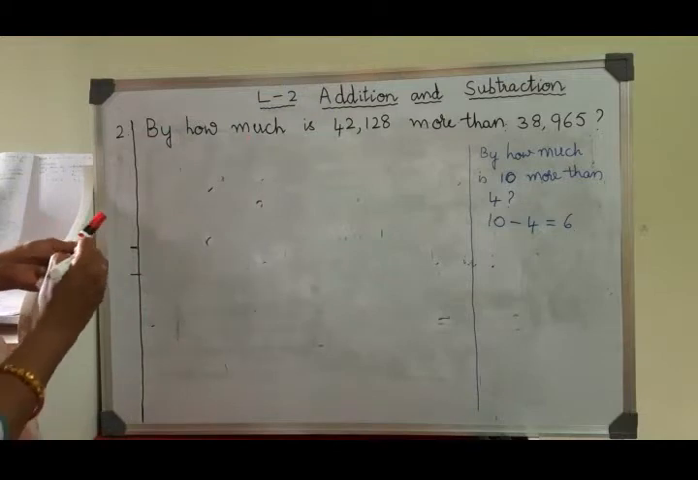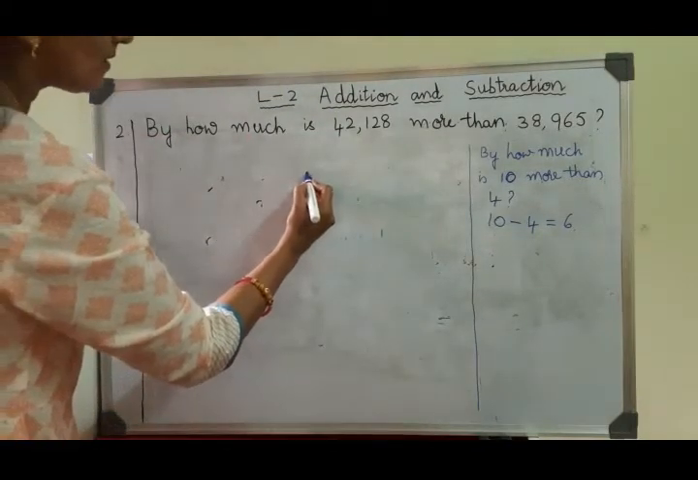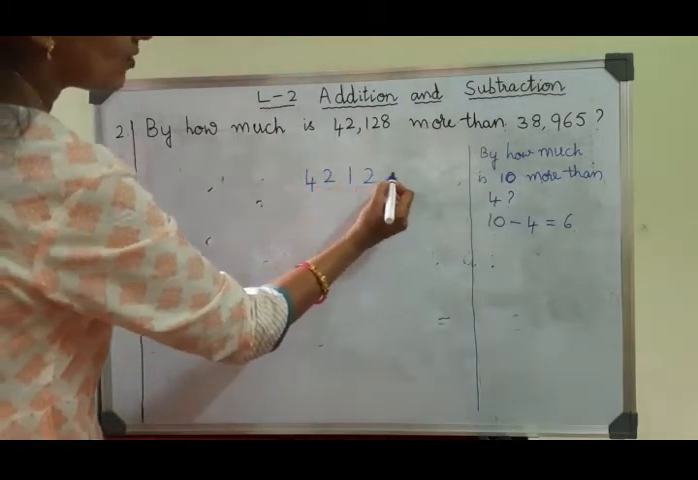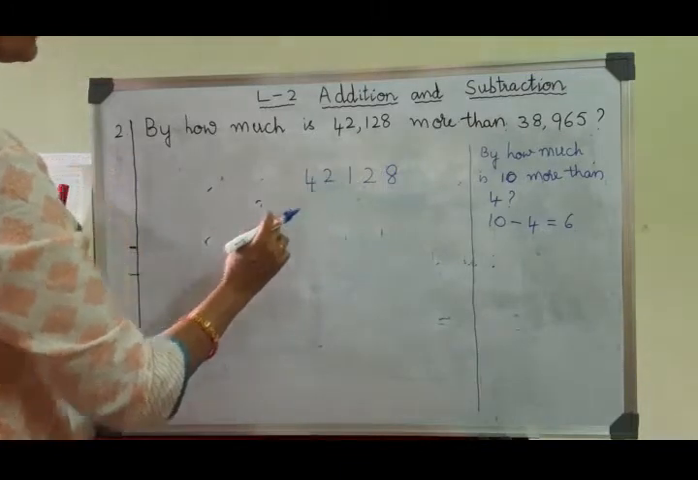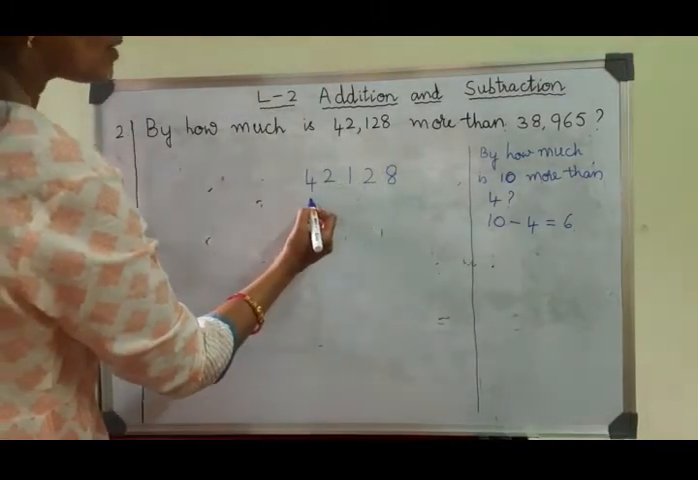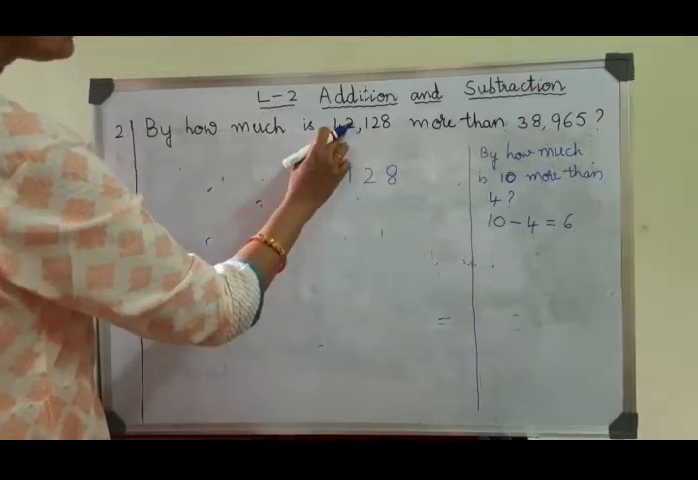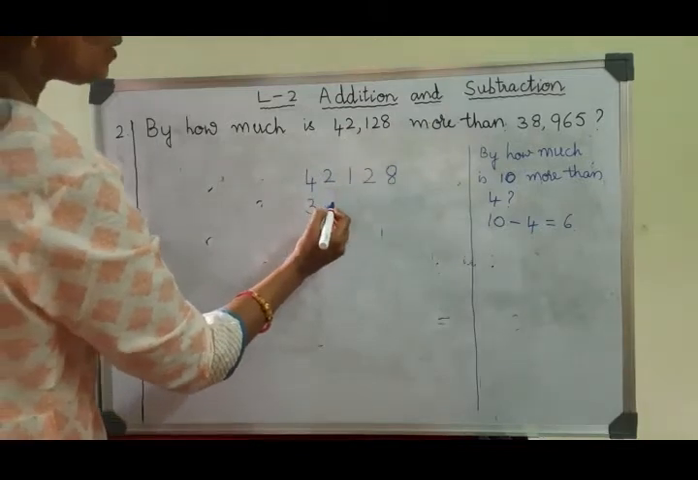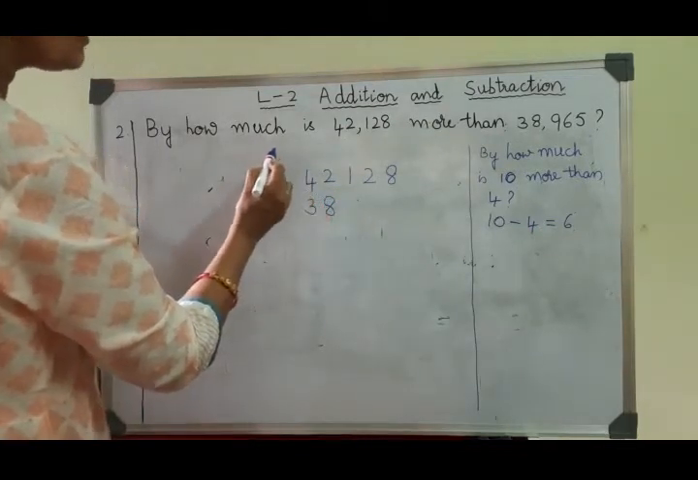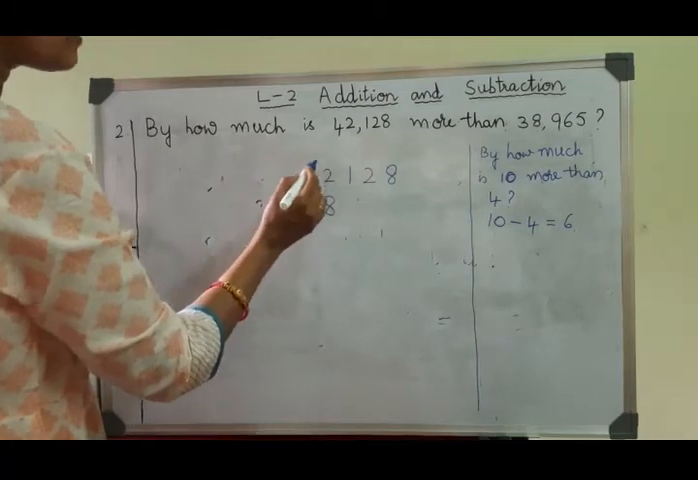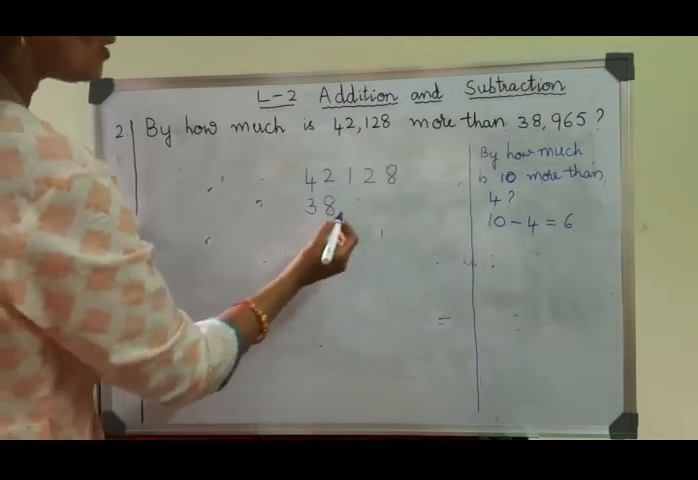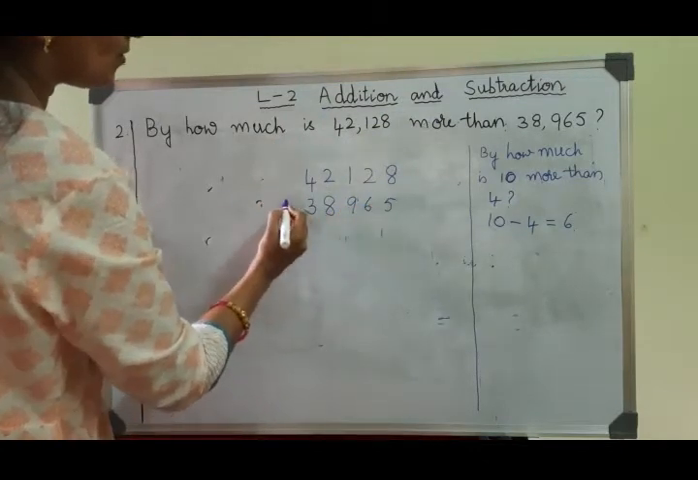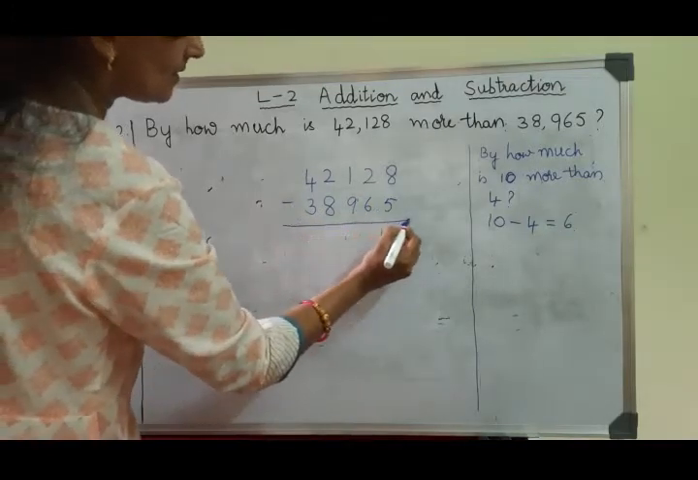So what do we have to do? I will not write the places now. It is 42,128. Always leave one finger space between the digits, so that while subtracting you do not get confused. 42,128 is the greater number, right? So we have to subtract from the greater number. They have given it first, but they are asking how much it is more than the smaller number, 38,965. So you have to subtract and get the answer.